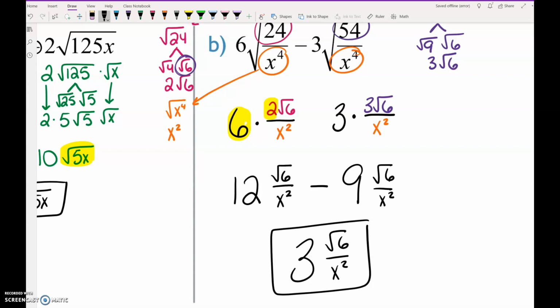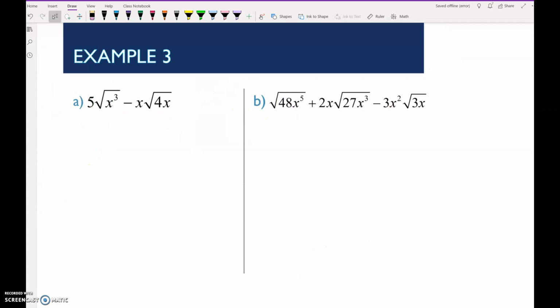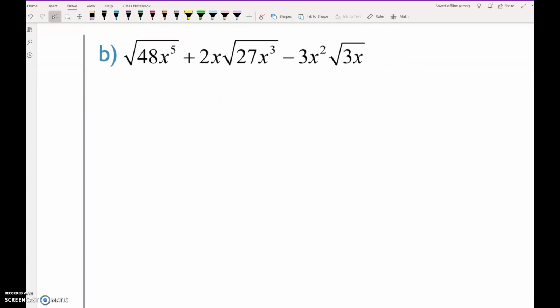Take a look at example 3 and think about which of those examples looks the most difficult. We'll tackle the most difficult one because then anything that's simpler than that will be cake. They're honestly both the same difficulty, but B looks more difficult, so we will do B. I'm basically just going to split my work into 3 little areas just so I can keep everything contained. So first of all, we have the square root of 48 and the square root of x to the 5th.